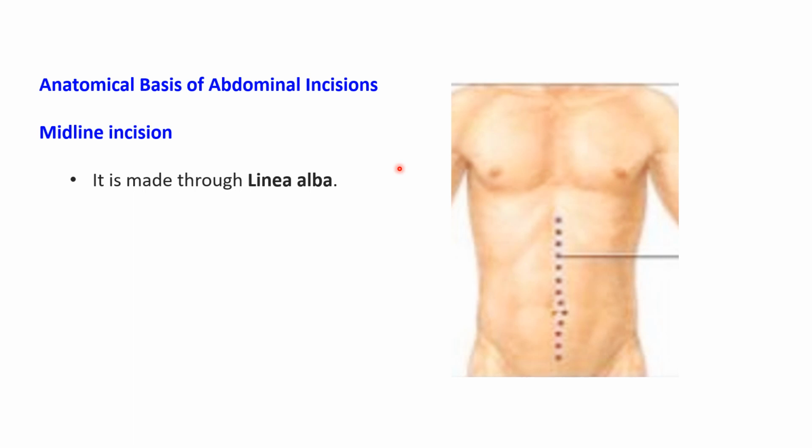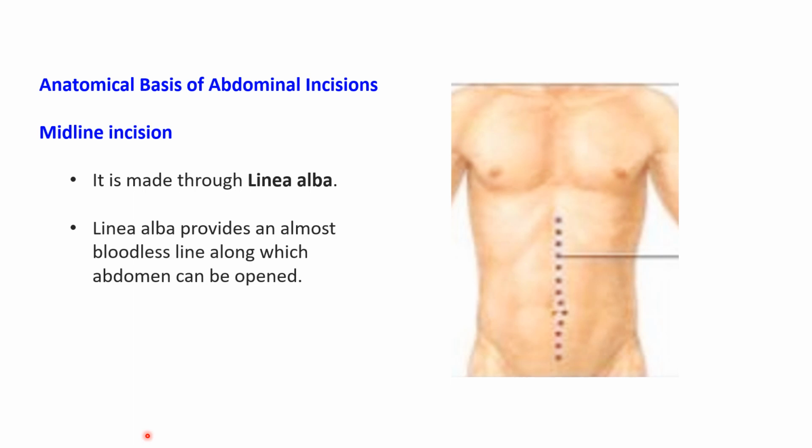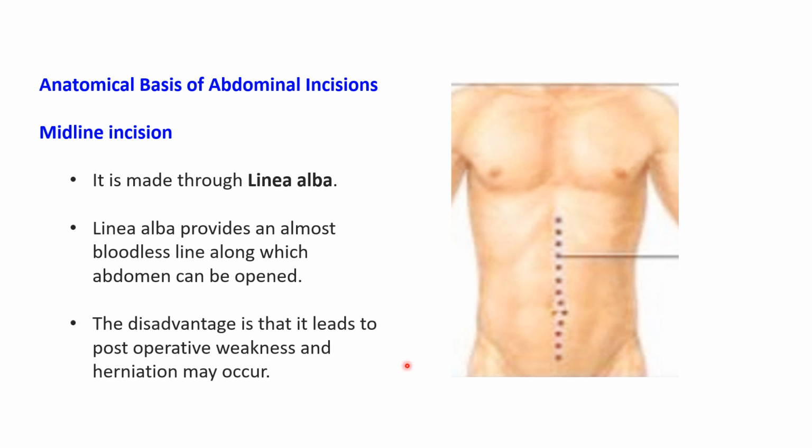Coming to applied anatomy now. What is the anatomical basis of giving an abdominal incision, right? We will consider only a few which are related to the rectus sheath. A midline incision can be given, right? It can be made through the linea alba. And why is it preferred? Because it provides a bloodless region along which the abdomen can be opened and you can reach the abdominal contents. But it has a disadvantage also. What is the disadvantage? It leads to post-operative weakness and herniation may occur. Why? Because it is an avascular region. Therefore, the healing is going to take a lot of time and it will not be proper. So this will be the disadvantage.